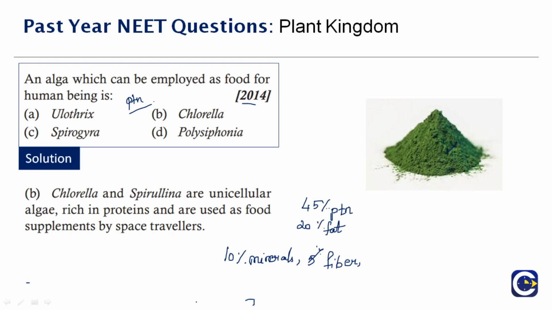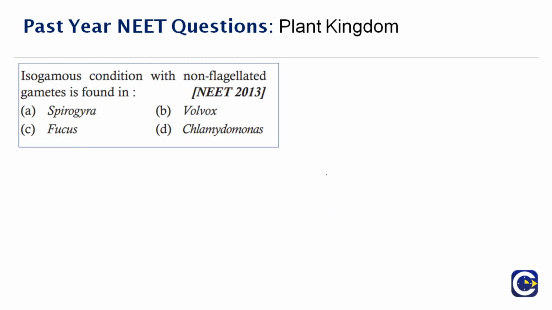Okay, therefore the correct answer to this question is option B, chlorella, and this is how it will be when you powdered, and it will be in the form to consume. Okay, next question here. This question was asked in the year 2013. Isogamous condition with non-flagellated gametes is found in.